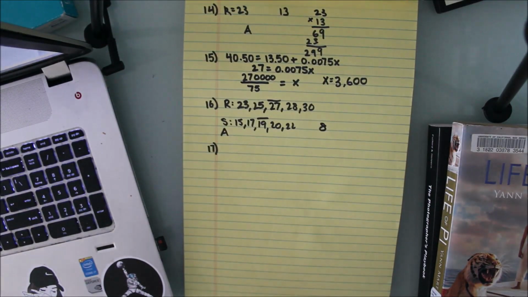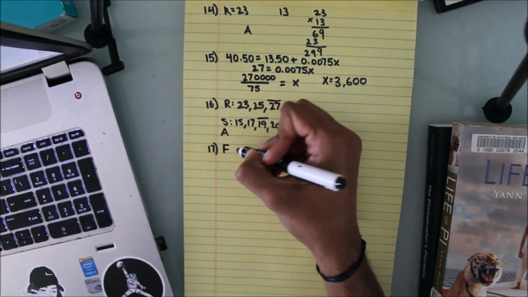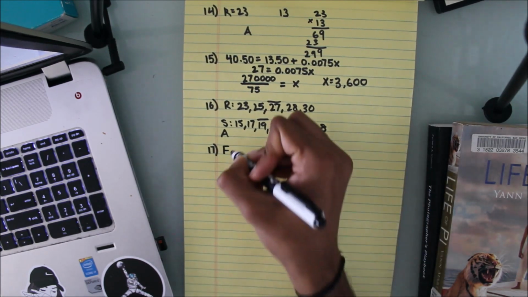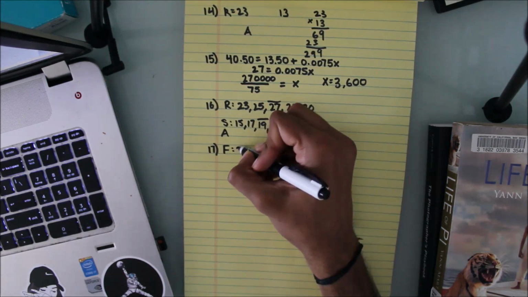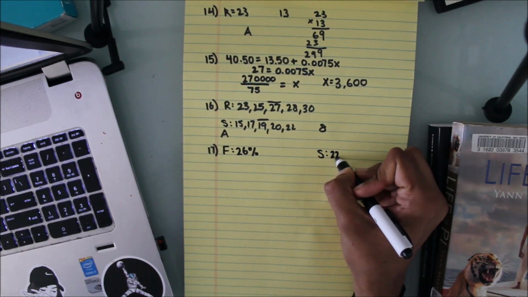Okay. So for number 17, they want us to find the 2 corporate sectors that increase their support for the arts. So we can see that that will be the financial, which I'll represent by the F, and services, which I'll represent by the S. So they want us to see how many $1 million did they approximately donate in 1991. So all we have to do is we know that these guys donated 26% of the total amount, and these guys donated 22%.